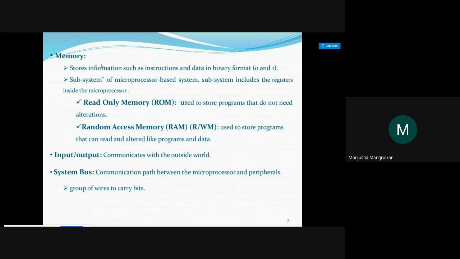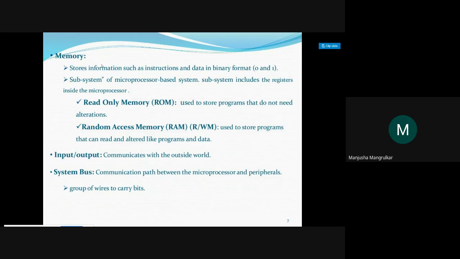The second memory type is the random access memory, or we can call it the read write memory, used to store the program and data that can be read and altered, right? So there are two types of memory we can interface to the microprocessor: ROM, read only memory, and RAM, random access memory. Here it is temporary storage; we can write, erase, write again and do alterations, right?